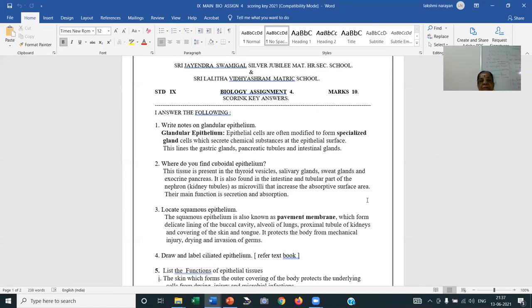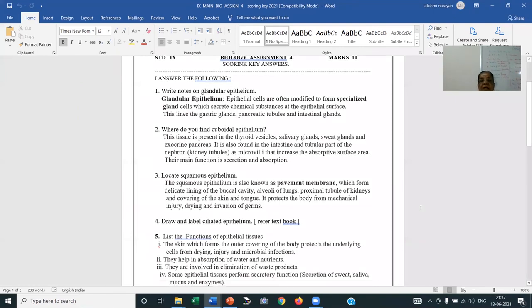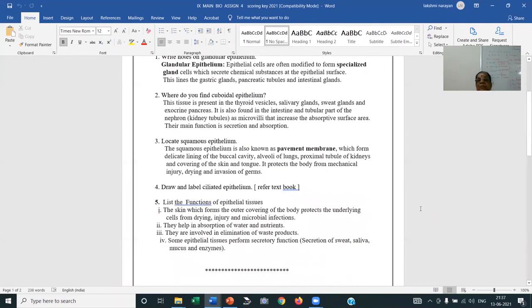What is the main function? Secretion and absorption. Then locate squamous epithelium. That is, wherever you find squamous epithelium, you have to write. That is only: locate squamous epithelium.